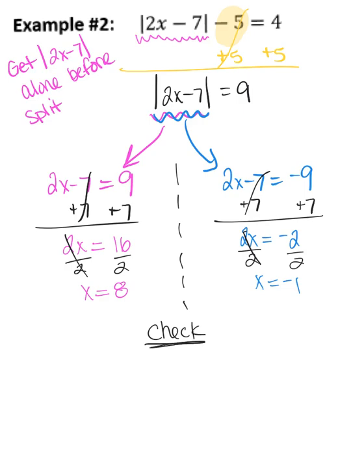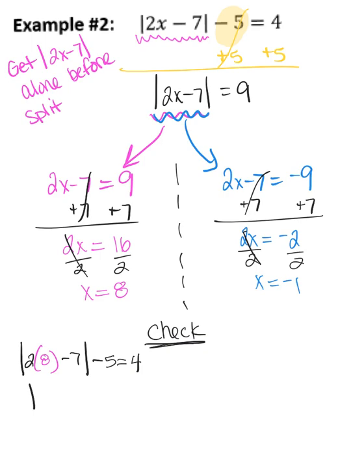So I'm going to go back to the very beginning. Remember that original equation: absolute value bars, 2, I'm going to plug in my x number, 8, minus 7, close the bars, minus 5 equals 4. So that's the full equation from the original problem.